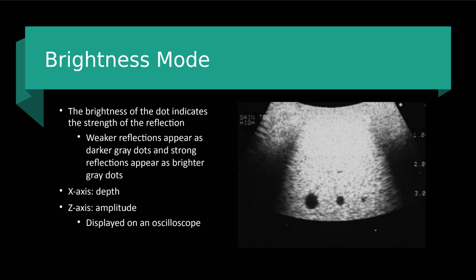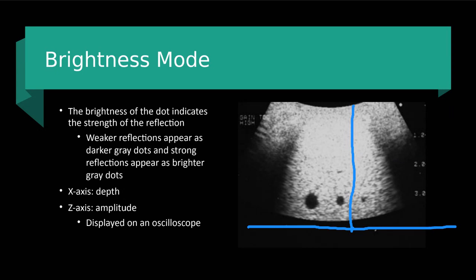Right? We still have two axes, but it's an x-axis, and now we have a z-axis. So this is where we get a little bit tricky, and this is where the boards are going to want to test you. Your x-axis is going to be depth, so we're still looking at the overall depth of our image. How deep are we looking into the body? But now our z-axis, which is not going to be this, right? It's going to be our amplitude.